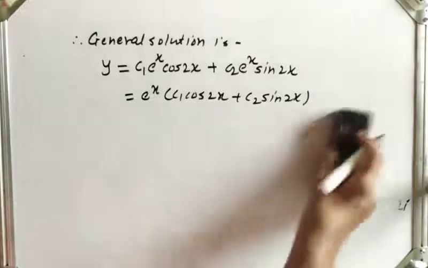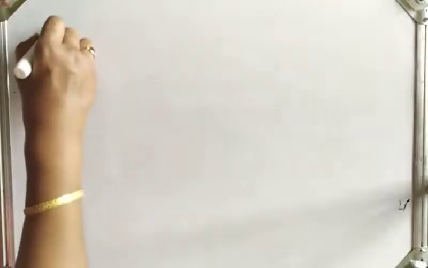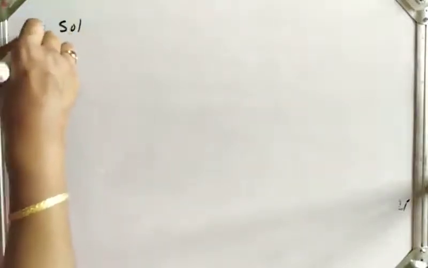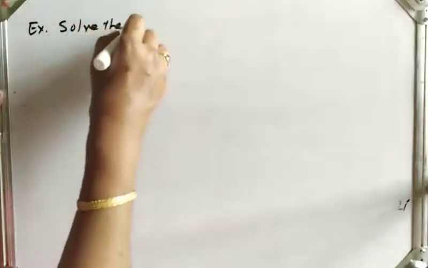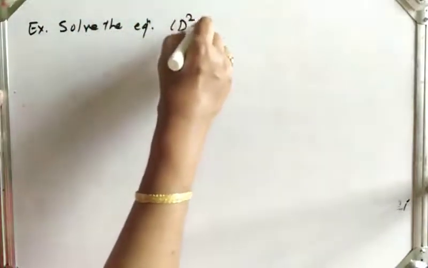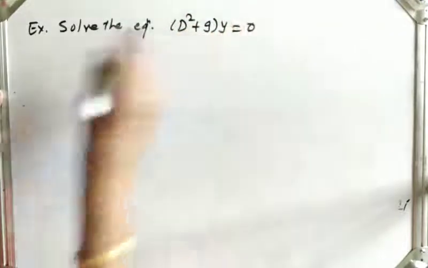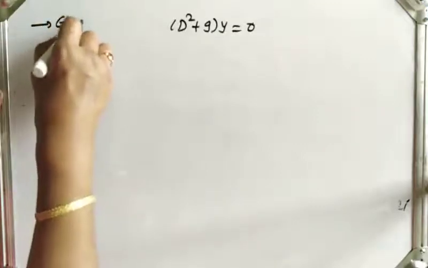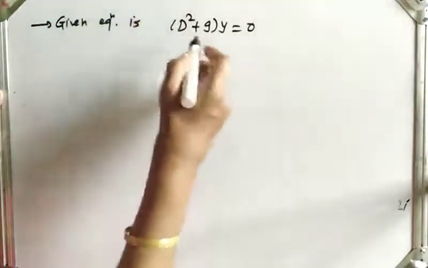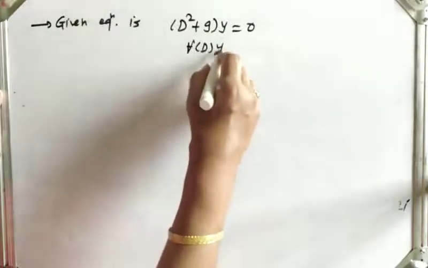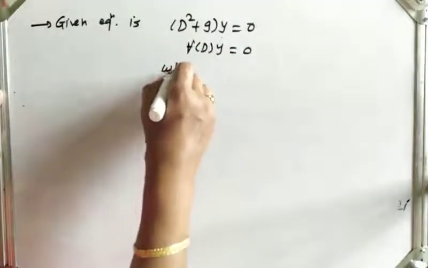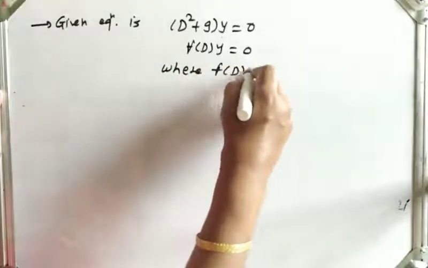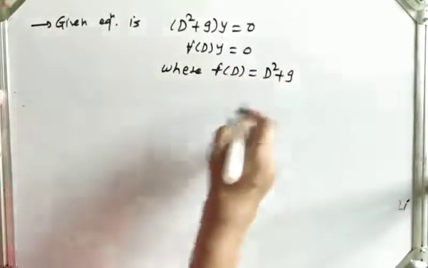Next example. Solve the equation (D square plus 9) y is equal to 0. So in solution, given equation can be written as f of D into y is equal to 0, where f of D is D square plus 9.